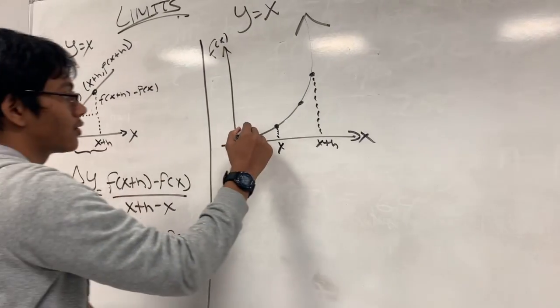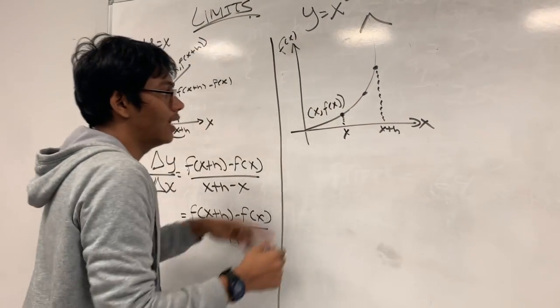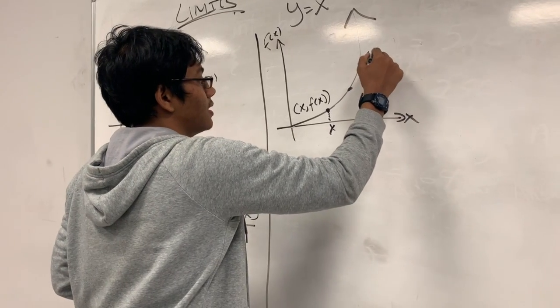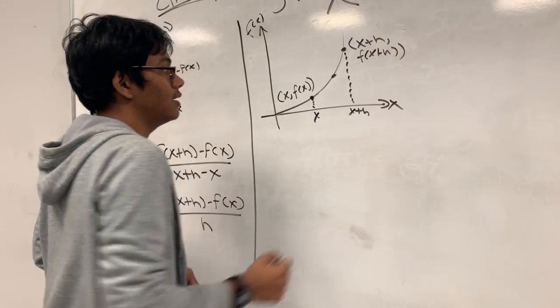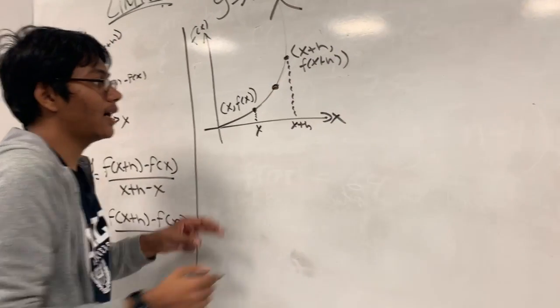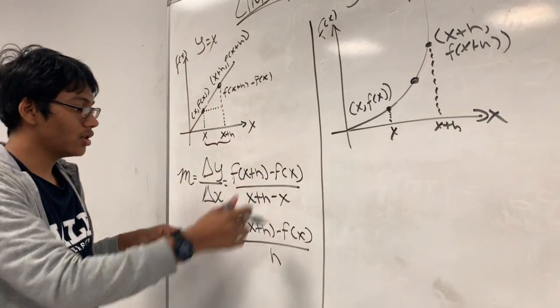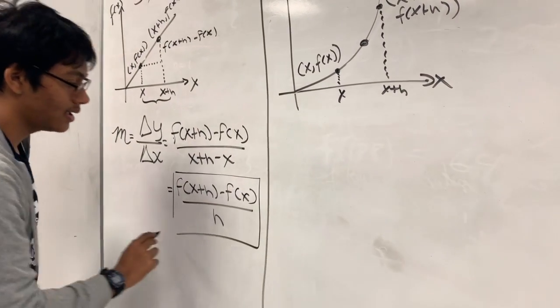Once again, the coordinates will be the same. It's going to be x comma f of x. And the coordinate of this point is going to be x plus h comma f of x plus h, right? So far so good. So when we apply the slope formula here, what are we going to get? We're going to get this exact same thing, right?